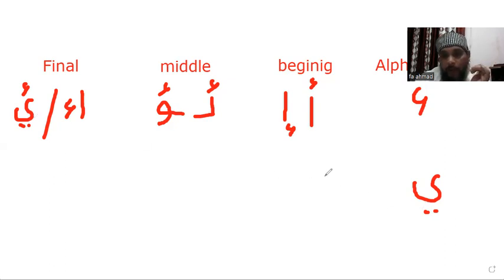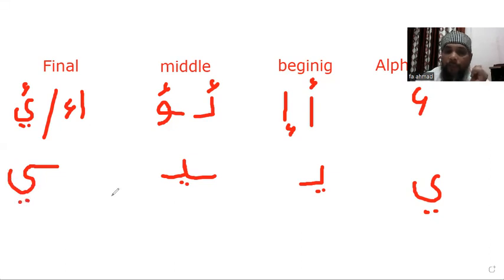Now Ya. Ya beginning is like Ba but with two dots down, and Ya middle is like Ba but with two dots down. And Ya final, with a connector and full shape. I hope you enjoyed and understood the shapes of Arabic letters. As you know, every letter has three shapes: beginning, middle and final.